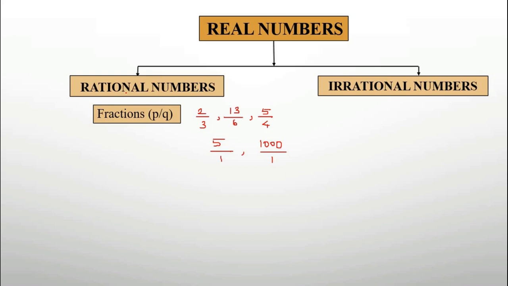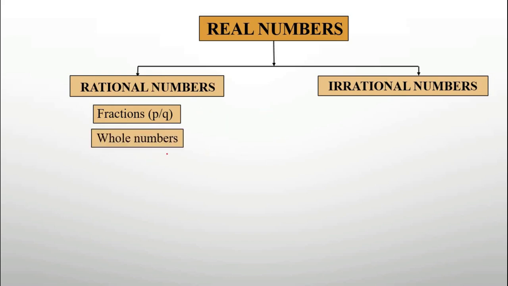Now the next type of number which falls under rational number is whole numbers. Whole numbers are 0, 1, 2, 3 and so on. They count to infinite numbers. It can be 1 million, 1 billion, 1000 billions and so on. But they have to be whole numbers, not fractions of this format p by q. And whole numbers always start with 0 and they are always positive numbers.